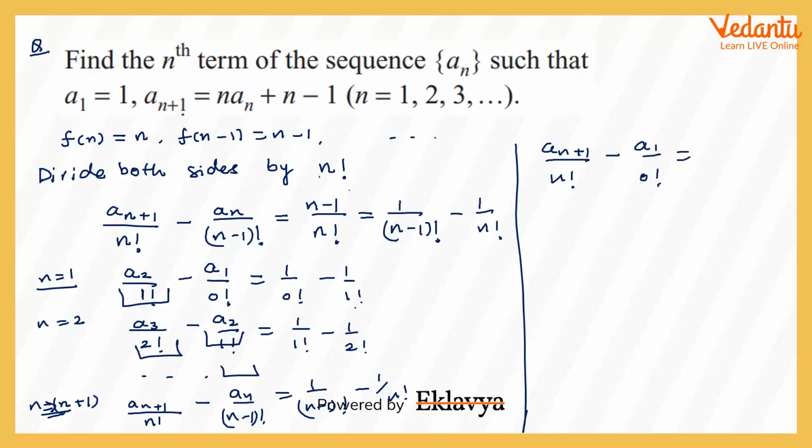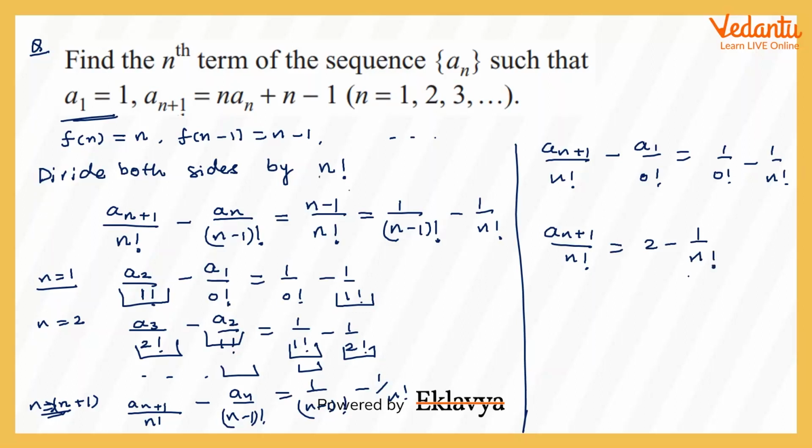On the right hand side again, 1 upon 1 factorial will be cancelled, 1 upon 2 factorial will be cancelled, and so on. And on the right hand side we will be left with 1 upon 0 factorial minus 1 upon n factorial. a1 is also given to us as 1, so it is now very easy to solve that an plus 1 upon n factorial is 2 minus 1 upon n factorial. So I can write an plus 1 as 2 into n factorial minus 1.